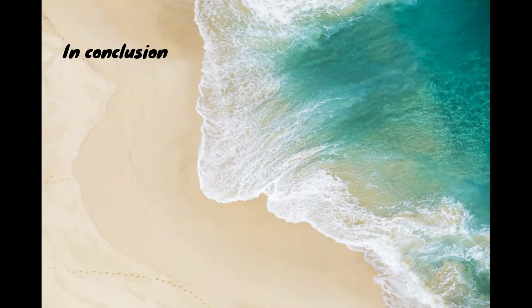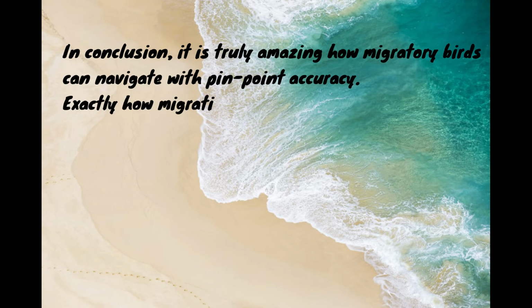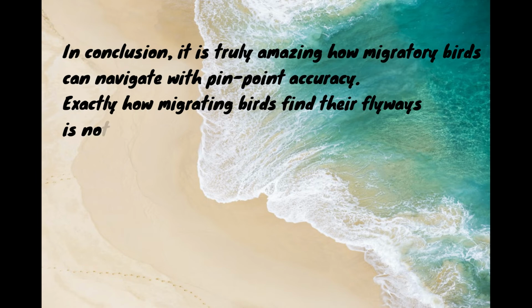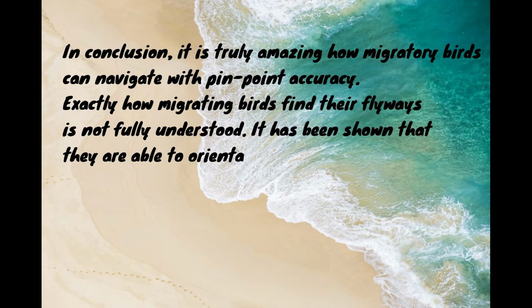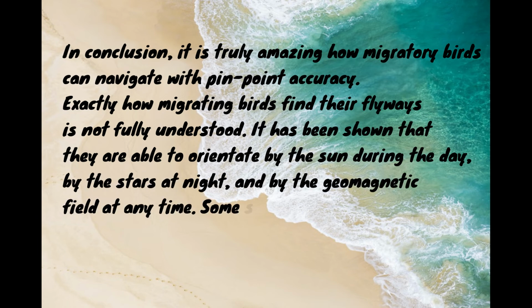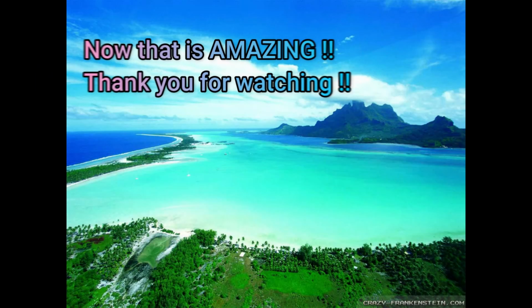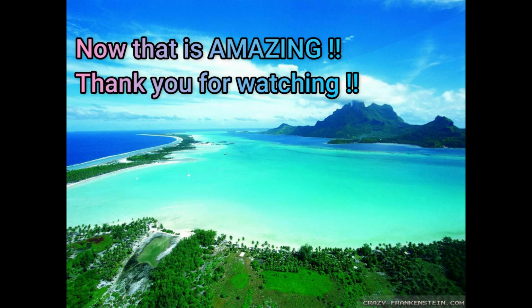In conclusion, it is truly amazing how migratory birds can navigate with pinpoint accuracy. Exactly how migrating birds find their flyways is not fully understood. It has been shown that they are able to orient by the sun during the day, by the stars at night, and by the geomagnetic field at any time. Some species can even detect polarized light, which many migrating birds may use for navigation at night. Now that is amazing! Thank you for watching!